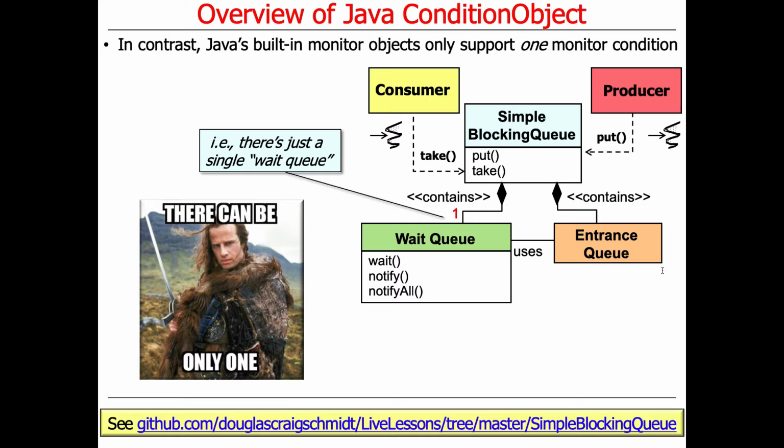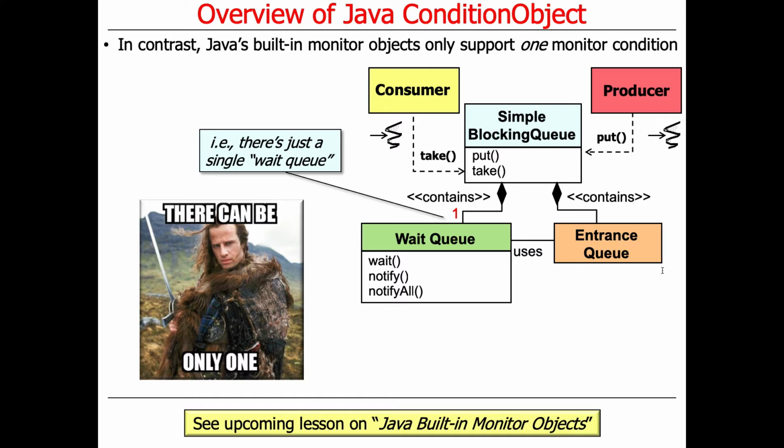Java's built-in monitor objects, which we'll talk about in more detail later, only support one monitor condition. So there's only a single wait queue, no matter how many different conditions you have to wait on. And this is really the fundamental flaw with built-in monitor objects. They really are very deficient. And we'll talk more about that later.